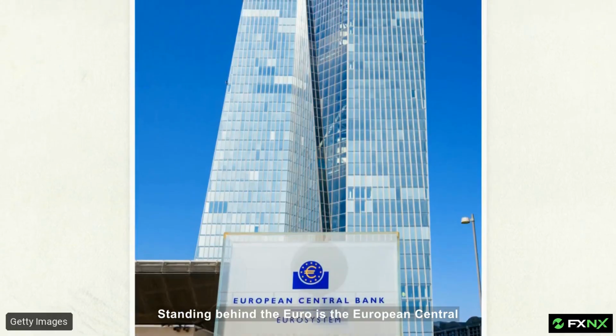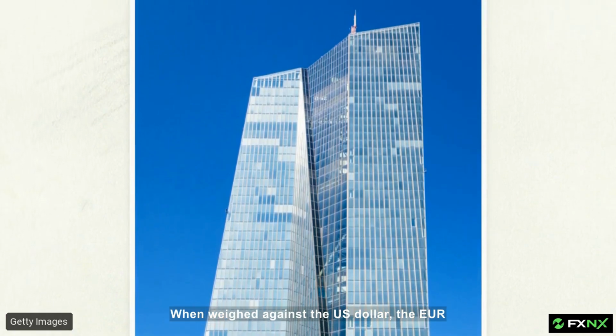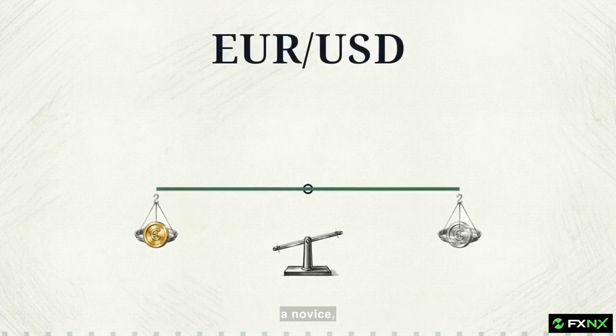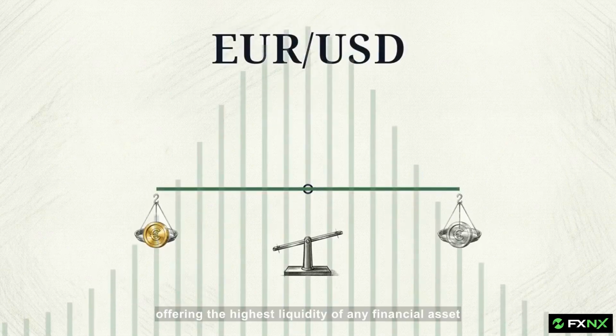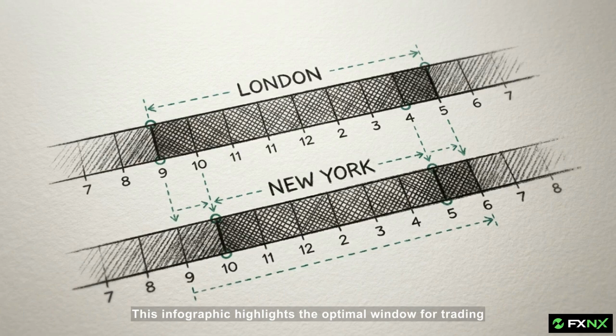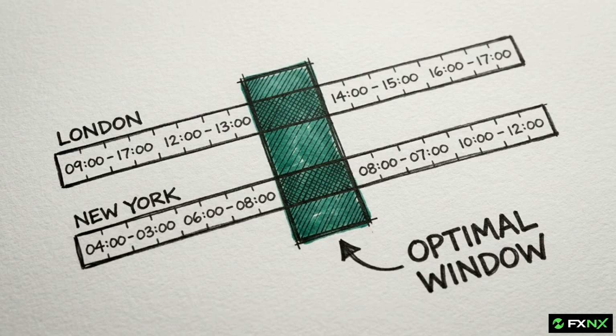Standing behind the euro is the European Central Bank. When weighed against the US dollar, the EUR-USD becomes the absolute best anchor pair for a novice, offering the highest liquidity of any financial asset on the planet. This infographic highlights the optimal window for trading that asset, the few hours of the day when both the London and New York market sessions are actively open and volume is at its peak.